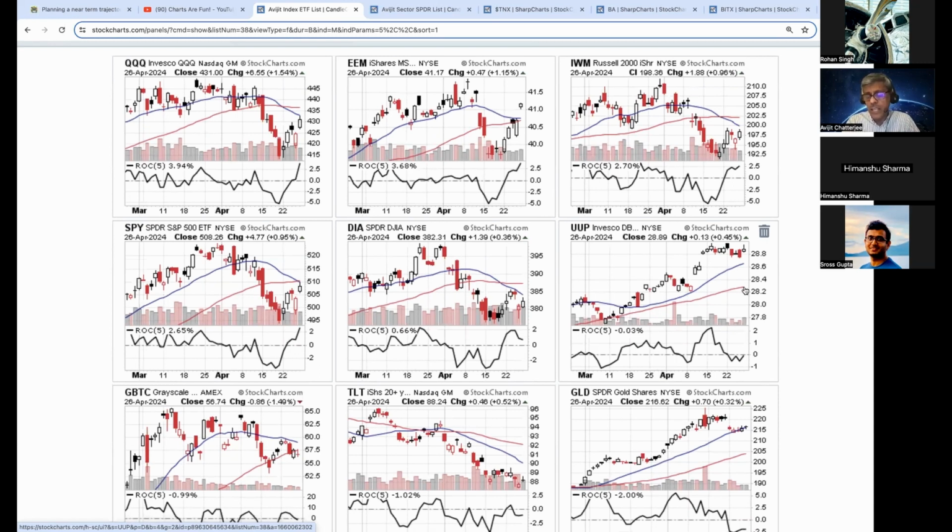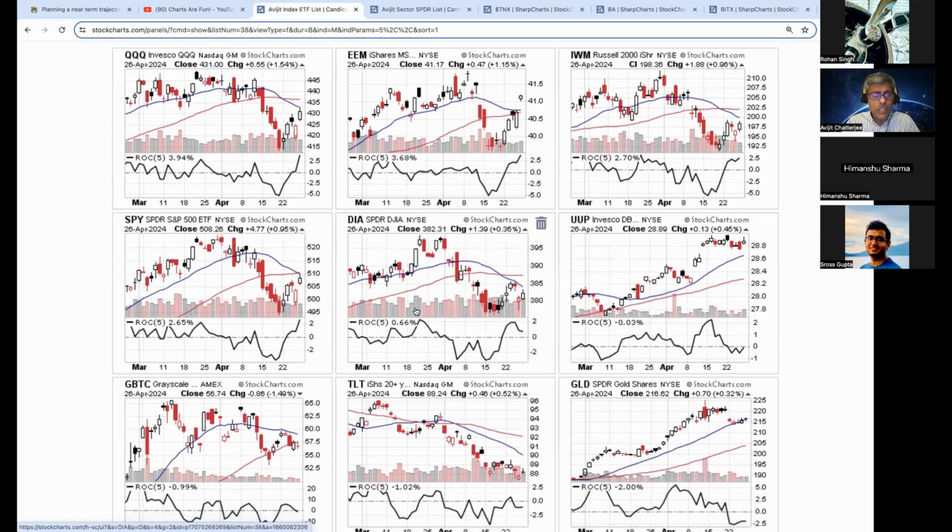On the dollar, I had a chart and I had a prediction in one of my previous analyses saying that the UUP near-term target I'm expecting is near 29.6, and today it closed near 28.9, or 28.89. So there's still more upside on the dollar, or the UUP.